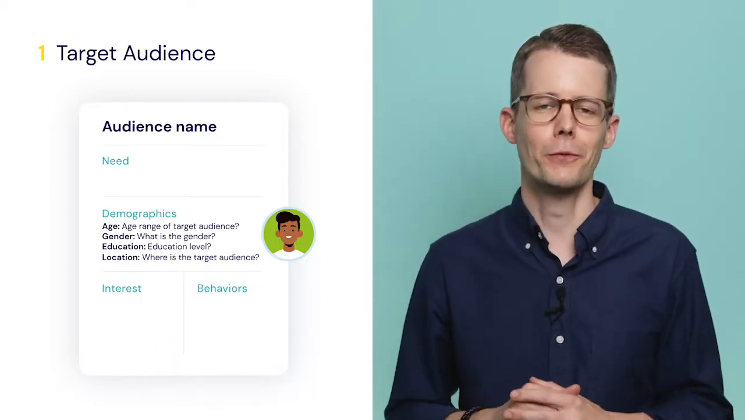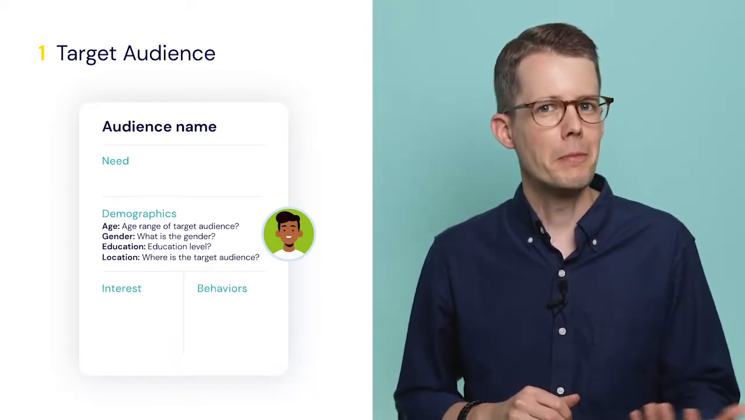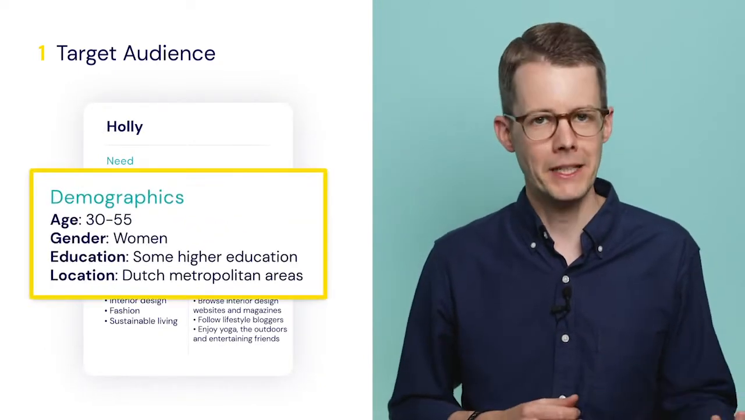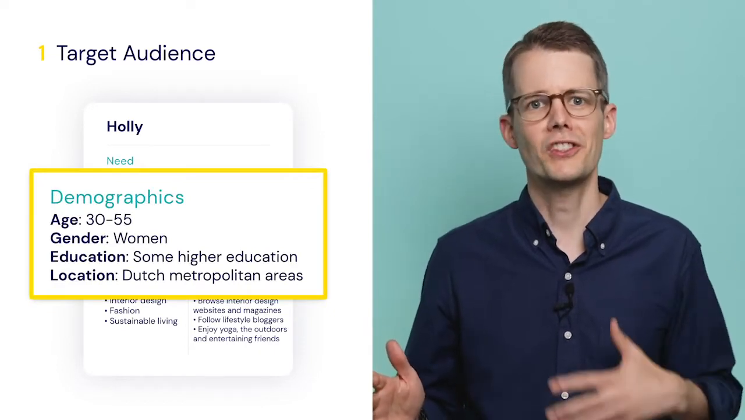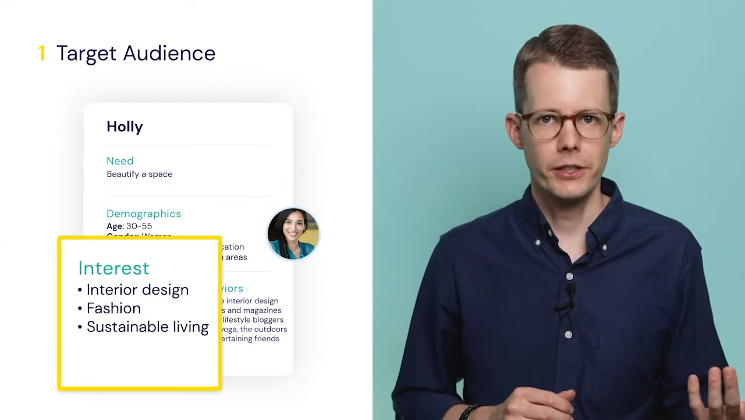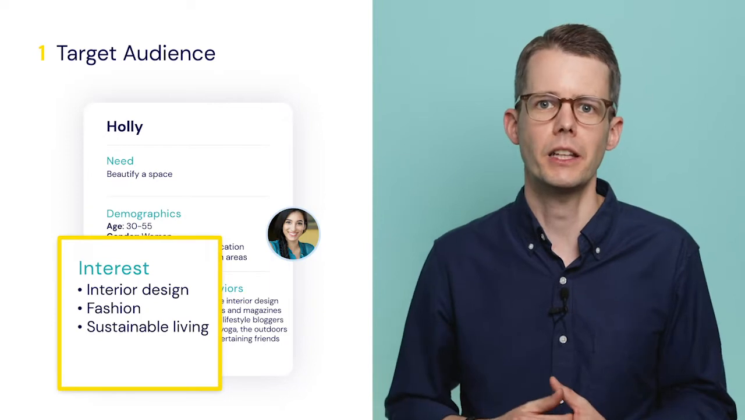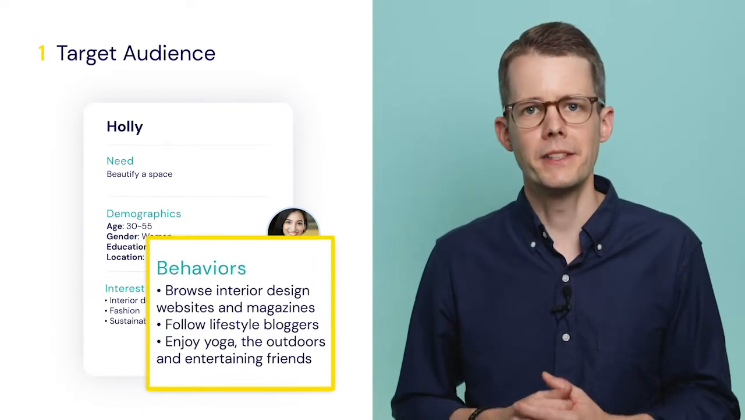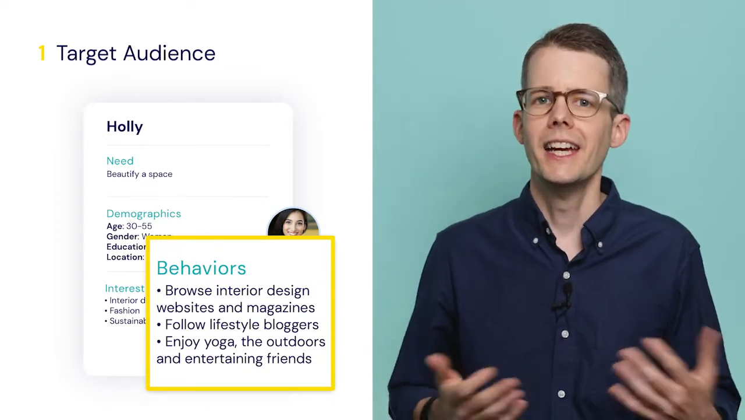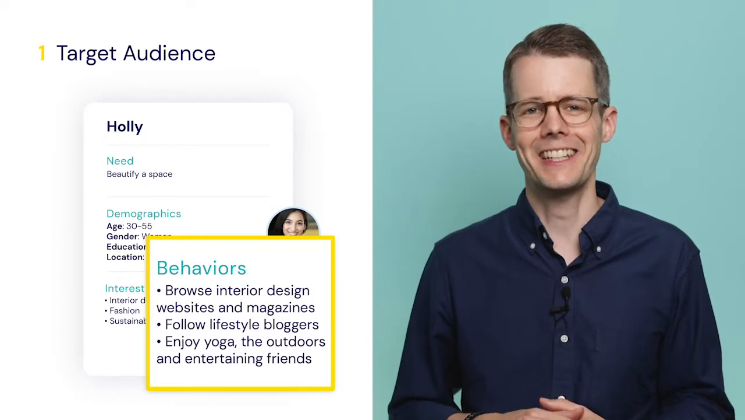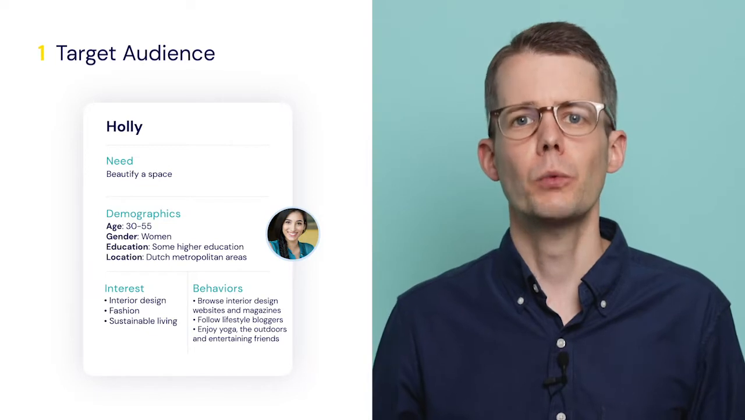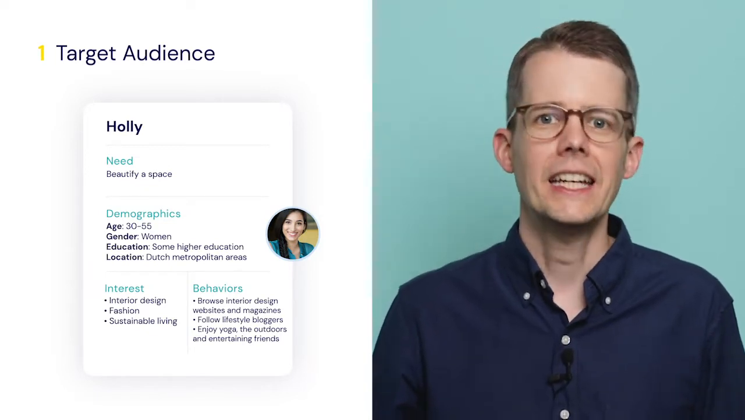Ideally, you have a good description of your target audience already. You may remember the target audience for Calla & Ivy's new website. Imra, the owner, is targeting women between 30 and 55 years old with some higher education who live in Dutch metropolitan areas. They have an interest in interior design, fashion, and sustainable living. And they browse interior design websites and magazines. They also like to follow a few well-known Dutch lifestyle bloggers, and they enjoy yoga, the outdoors, and entertaining friends. So getting very specific in describing your target audience will help you in reaching relevant people only instead of random users.